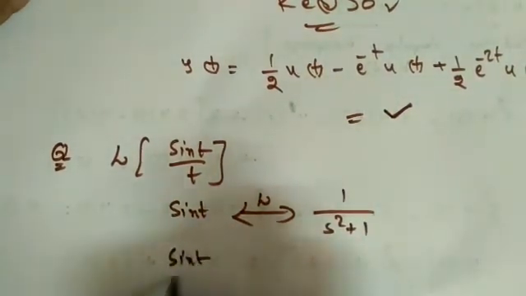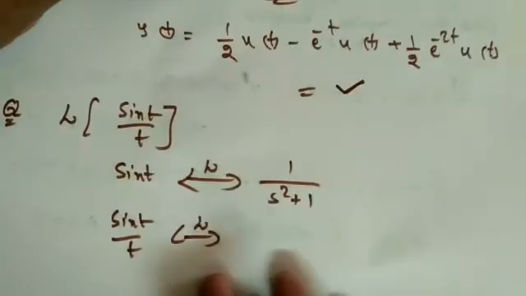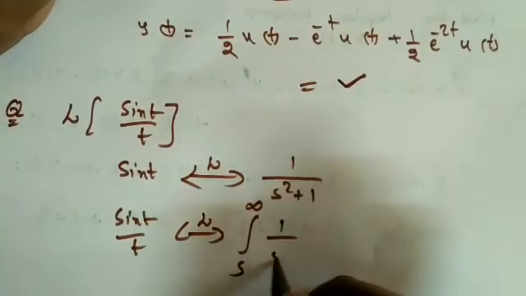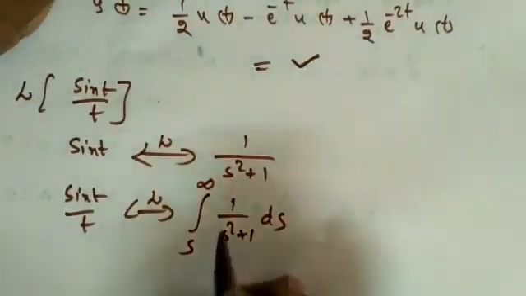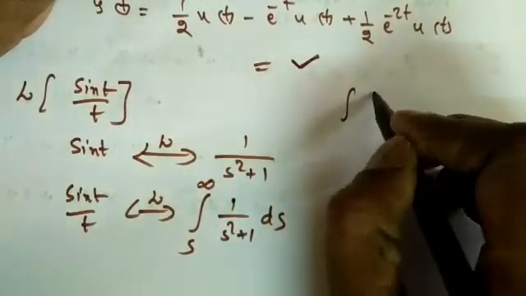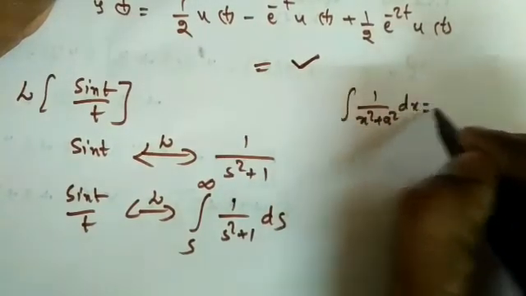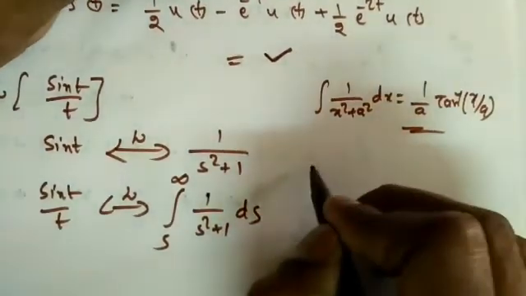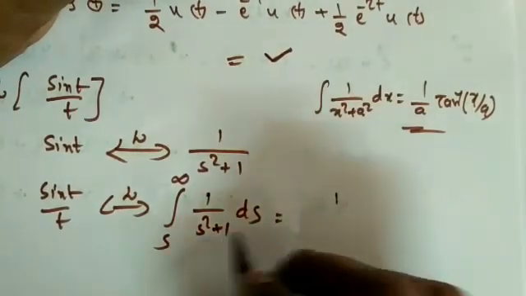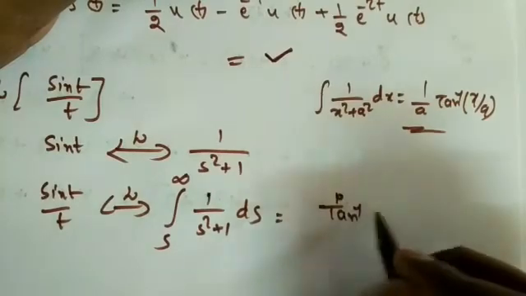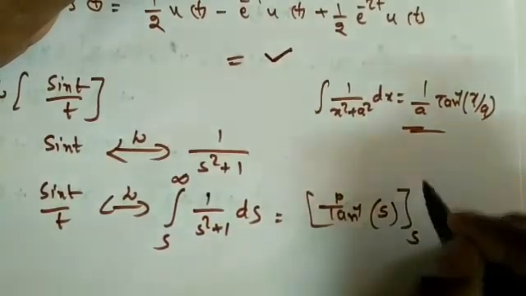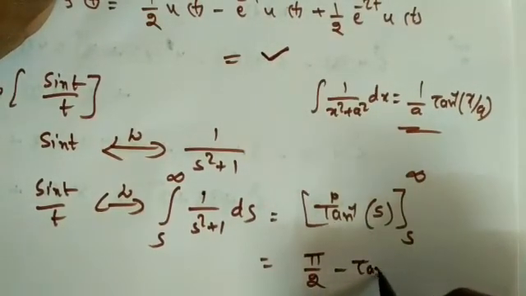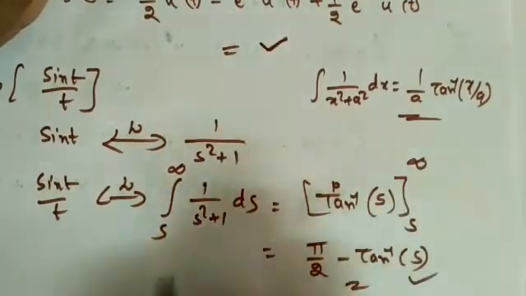Now what is the Laplace transform of sin t by t? From the integration property in the s domain, it will become the integral from s to infinity of x of s, that is 1 by s square plus 1 into ds. Now what is this value? We know that the integration of 1 by x square plus a square dx is equal to 1 by a tan inverse x by a, a formula from mathematics. So this will become 1 by a, that is 1 only, so simply tan inverse s. And what are the limits? s tends to infinity. So tan inverse infinity means pi by 2, 90 degrees, minus tan inverse s. So this is the Laplace transform.